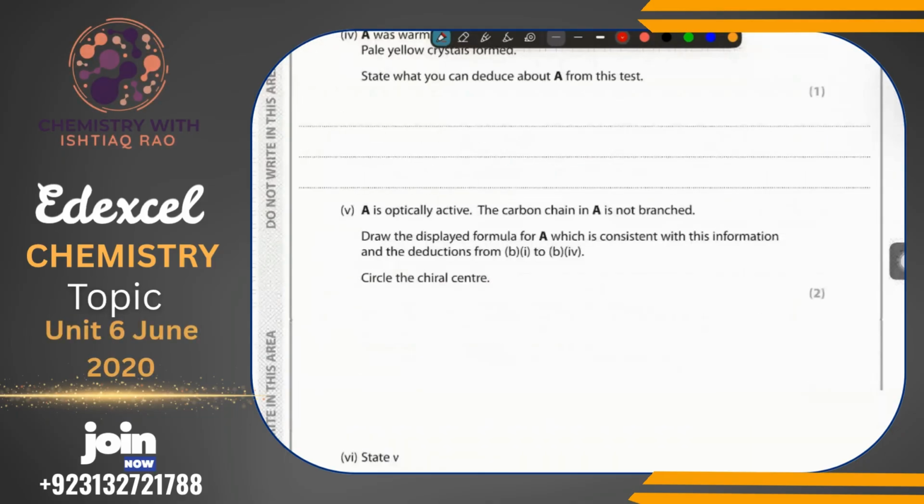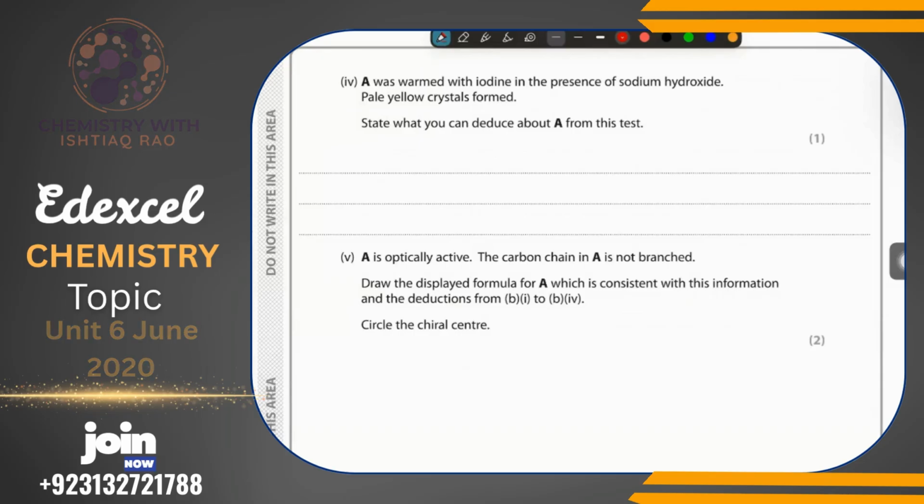A was warmed with iodine in the presence of sodium hydroxide. Pale yellow crystals formed. It's an iodoform test, right? What can you deduce about A from this test? If you remember, this test is applicable for a methyl ketone. Because we got a positive test for 2,4-DNPH, of course it shouldn't be an alcohol here. The methyl ketone is CH3CO.